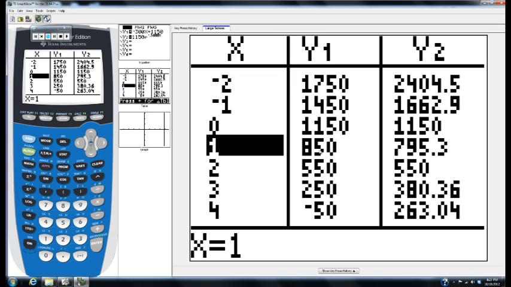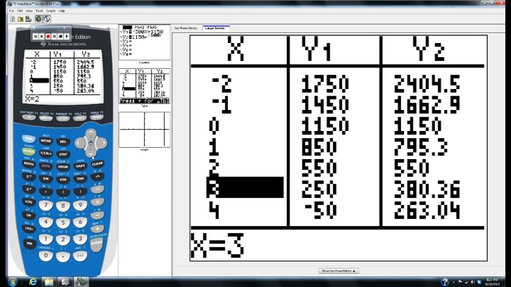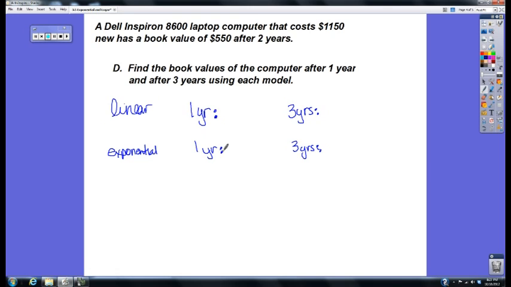So after 1 year, the linear model is worth $850, and the exponential is worth $795.30. And after 3 years, the linear is worth $250, and the exponential is worth $380.36. So I'll come back over here and write those answers down.